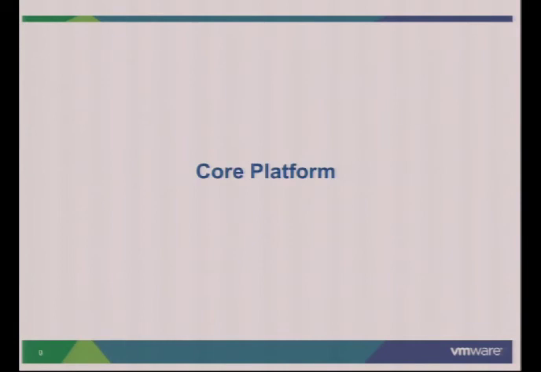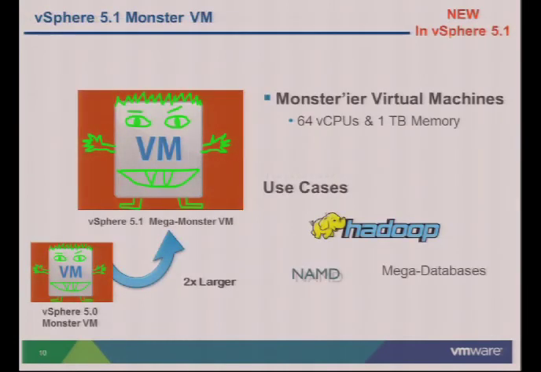All right, so let's look at some of these in more detail. So in the core platform area, probably the big new feature, quite literally big, is our mega monster virtual machine, our 64-way virtual machine. So there he is, 64-way. He's 2 times the monster virtual machine. 1 terabyte memory still, but still 64-way.